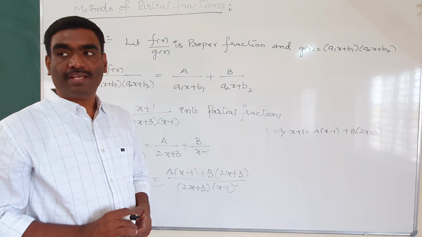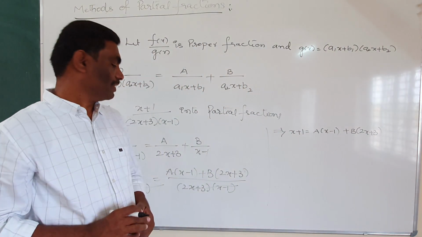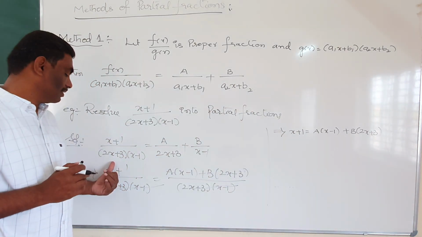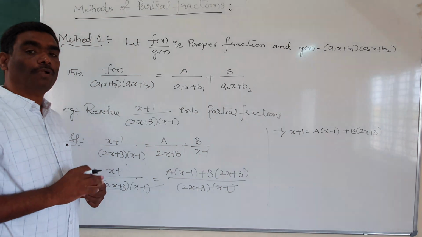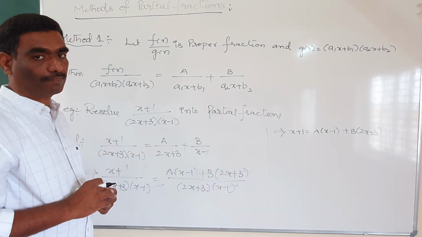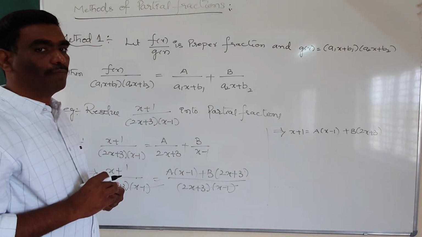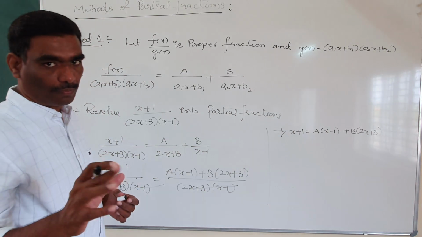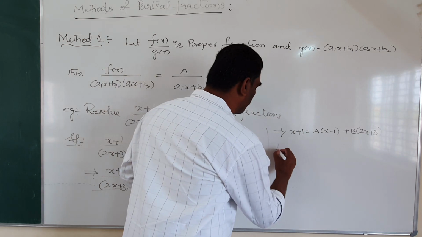What is the first linear factor of the denominator? 2x + 3. Now we think about that. If 2x + 3 = 0, then what is x? Minus 3 by 2. Let us take that as the first substitution.